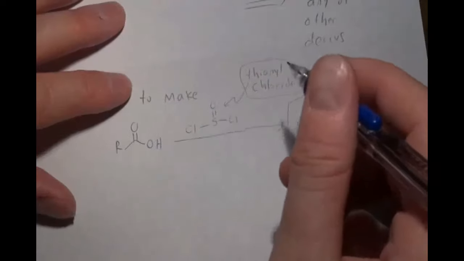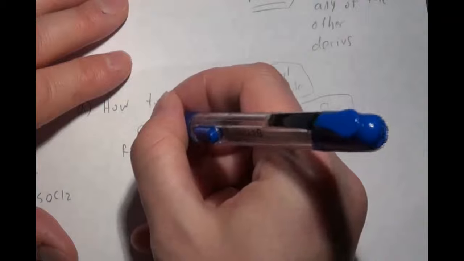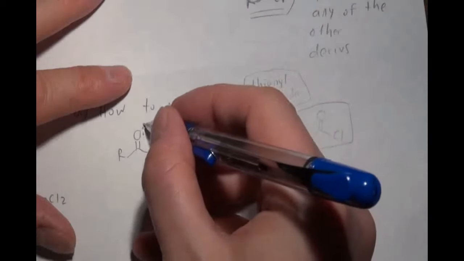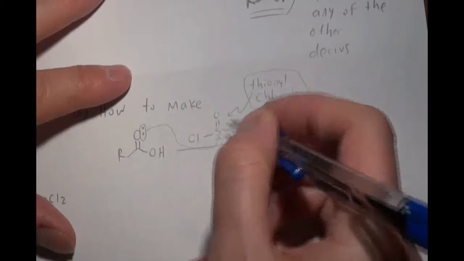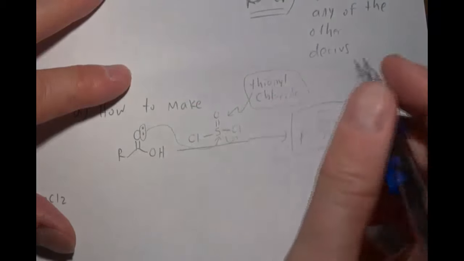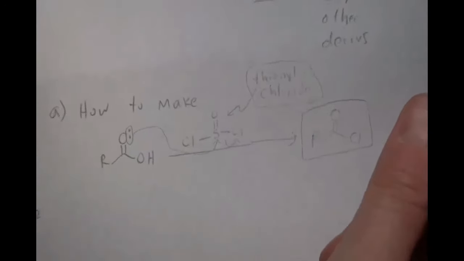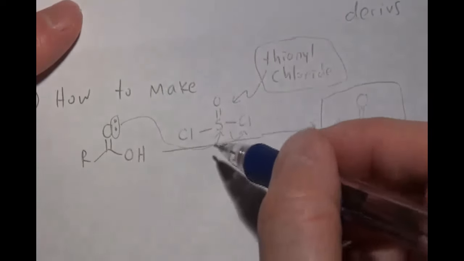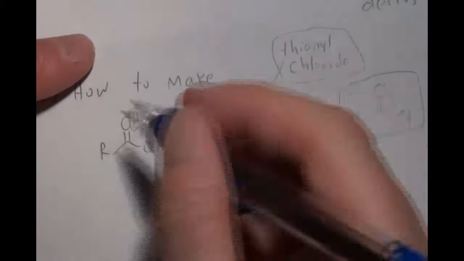Okay, so the way to do this reaction is it almost will look like the acid-catalyzed NAS. I'm going to take the lone pair on oxygen, attack sulfur, and kick off a chlorine. Lone pair of oxygen, attack sulfur, kick off a chlorine. Okay?